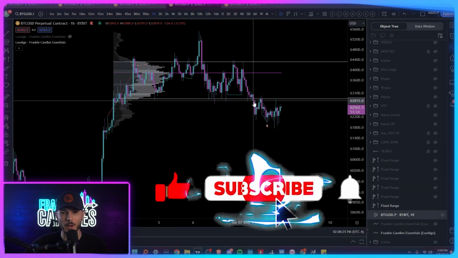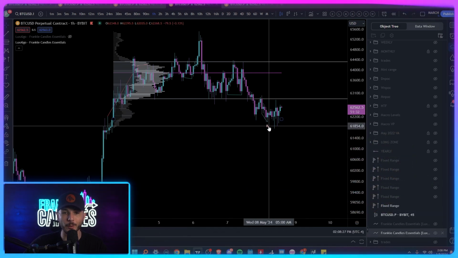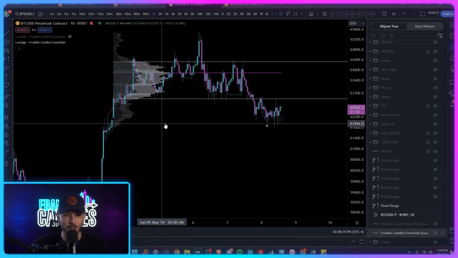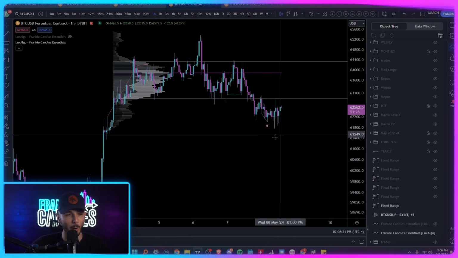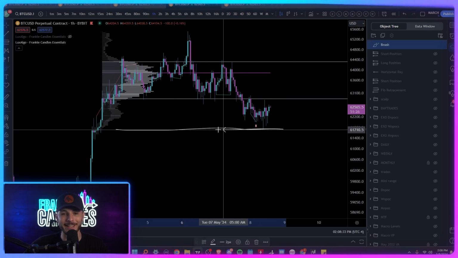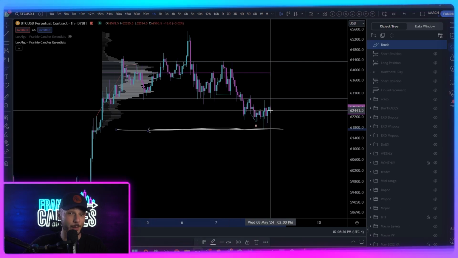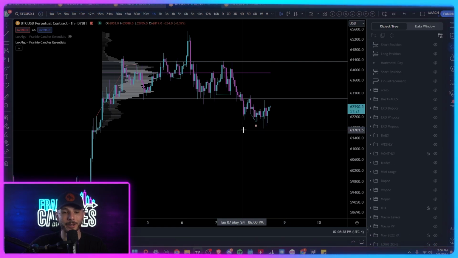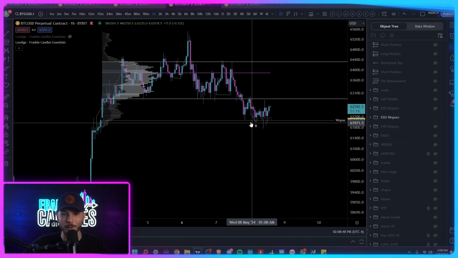So we understand that we're a little bit undervalued. We could be looking for longs here, but we want to make sure that we are coming down to a key level of support. If we do not have any support down here, there is no reason to take a long, as we likely would not bounce from the level. However, we did have a weekly naked point of control sitting right here.